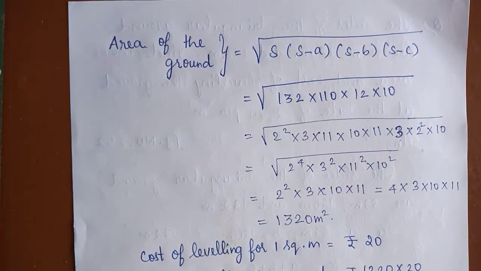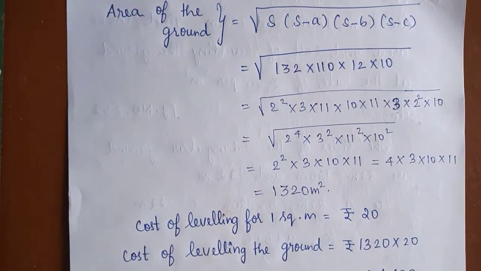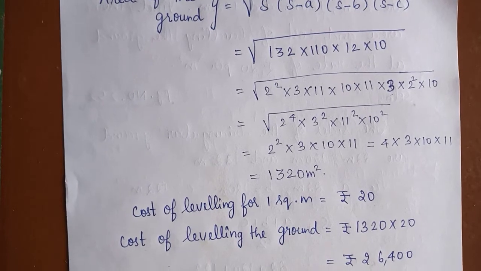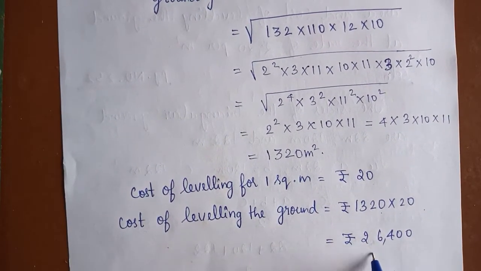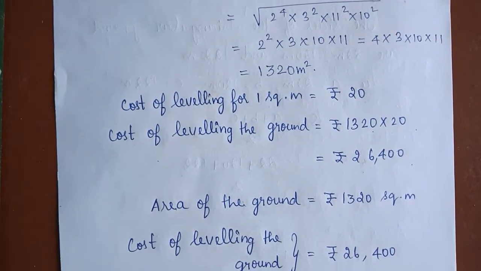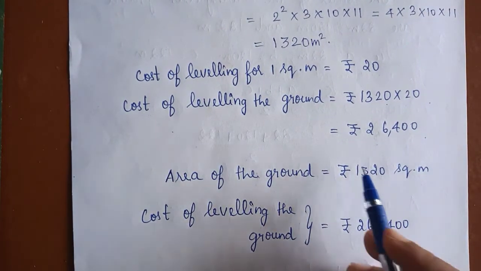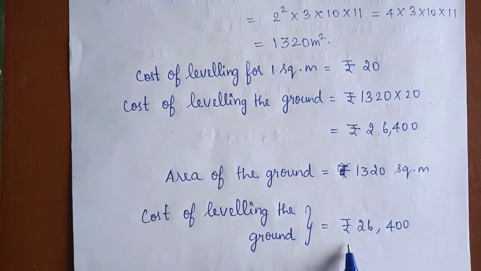So next is the cost of leveling for 1 square meter is equal to rupees 20. So cost of leveling the ground is equal to 1320 meter square into 20. You get rupees 26,400. Therefore, you find the area of the ground is equal to 1320 square meter and cost of leveling the ground is equal to rupees 26,400.